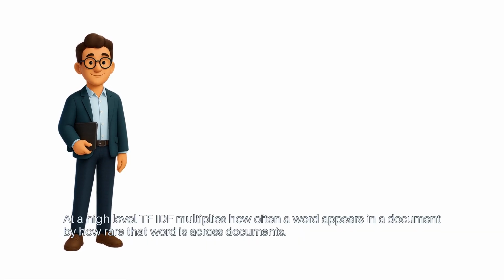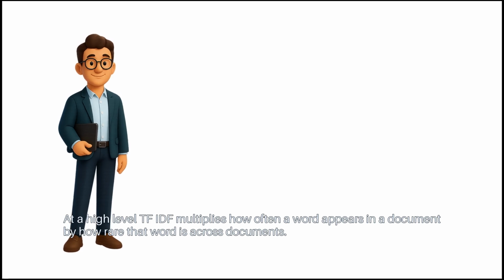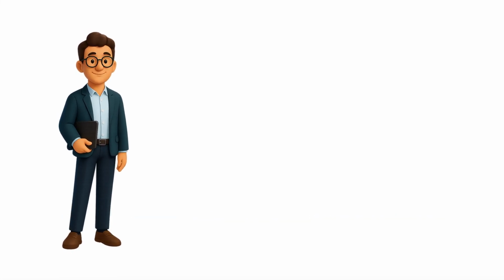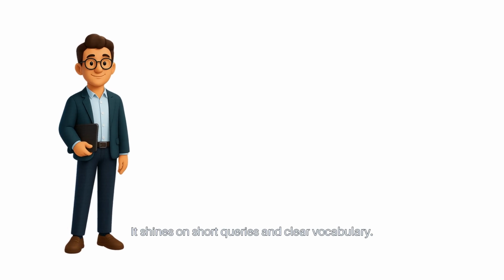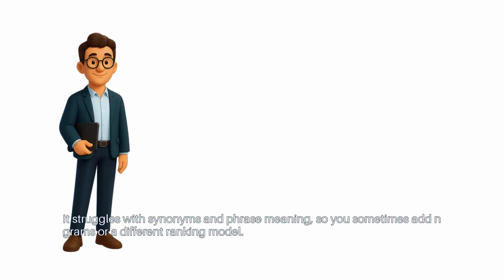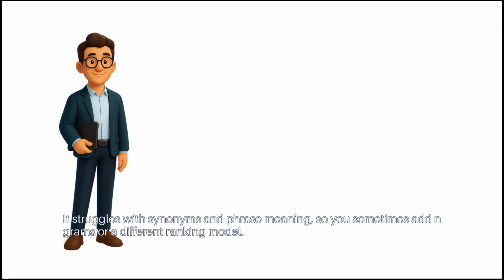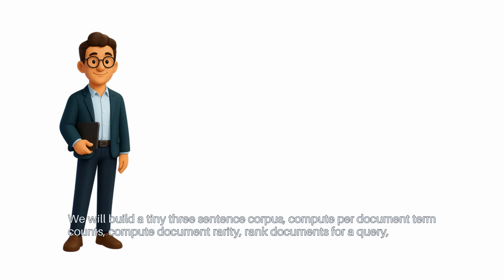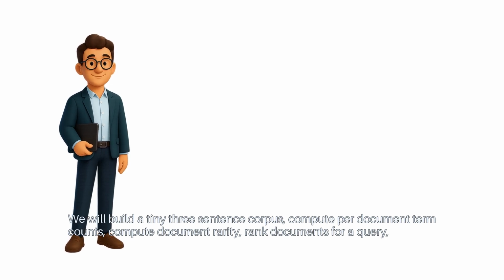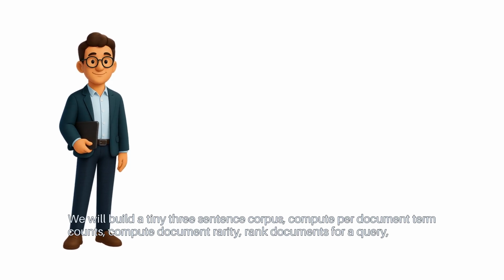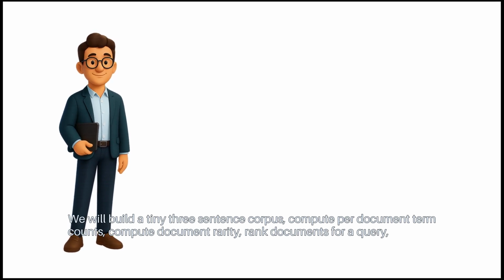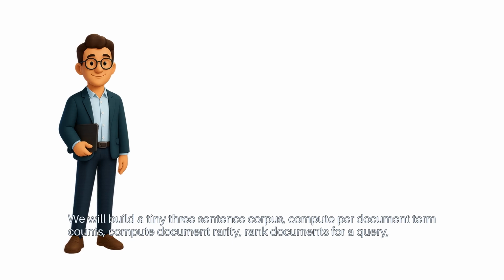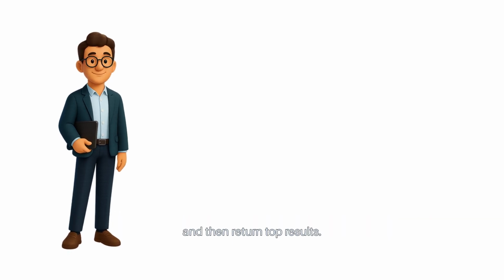At a high level, TF-IDF multiplies how often a word appears in a document by how rare that word is across documents. It shines on short queries and clear vocabulary. It struggles with synonyms and phrase meaning, so you sometimes add n-grams or a different ranking model. We will build a tiny 3-sentence corpus, compute per document term counts, compute document rarity, rank documents for a query, and then return top results.